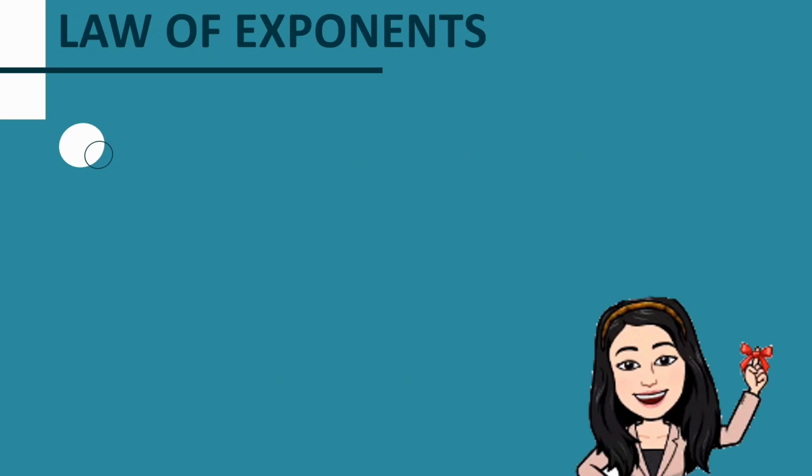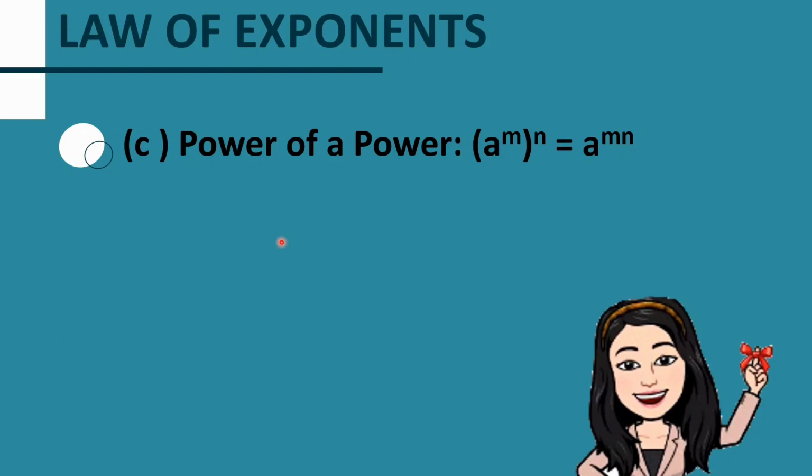Let us have another rule, which is what we call power of a power. It states that when a raised to the m power is raised to the n power, ibig sabihin, doble yung power. Kaya nga tinawag siyang power of a power. A raised to the m is raised to the power of n, and that is equal to a raised to the mn.